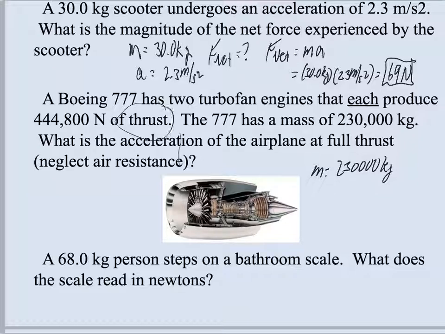Now thrust, what is that an example of? Well, look at the unit. The unit is in newtons. So what does that tell you it's a unit of? It's a unit of force. So thrust is a type of force. So the force is 444,800 newtons. But it's two different engines. So we need to change those two to 888,600 newtons.